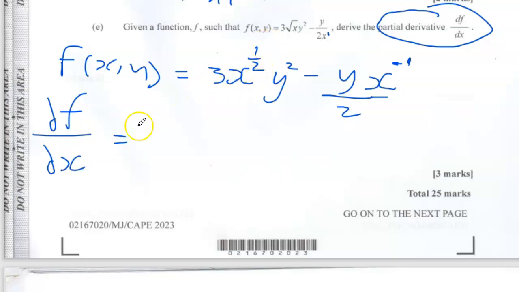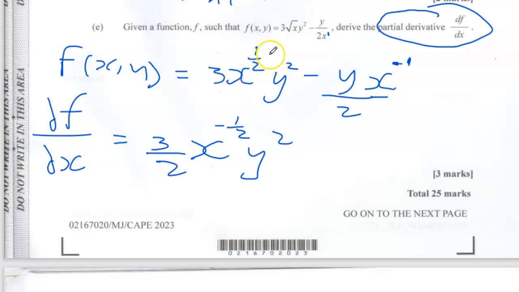So half of 3, that's 3 over 2. Subtract 1 from the x power. So half minus 1, that's negative half y squared. So all we did there was multiply the term by the x power and subtract 1 from the x power. So half minus 1, negative half.